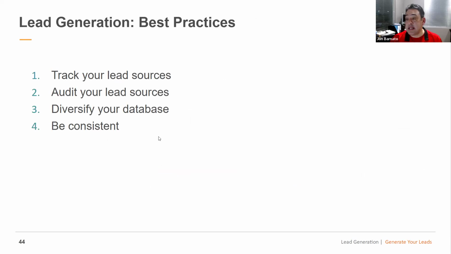Okay. Best lead gen practices: track your lead sources. You can do this in the CRM. You want to track where your leads come from: open house, door knocking, friends and family, referral from a friend or family. You want to track those things, and over time you're going to see patterns in your business.